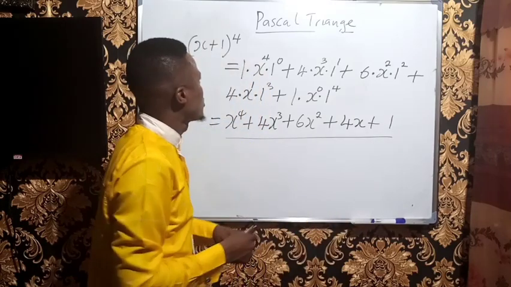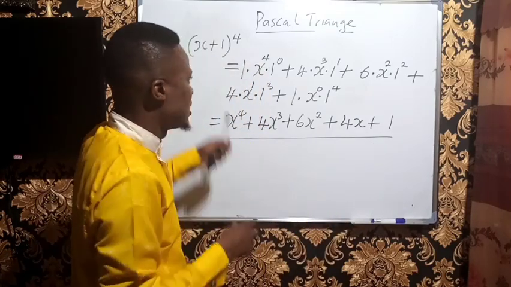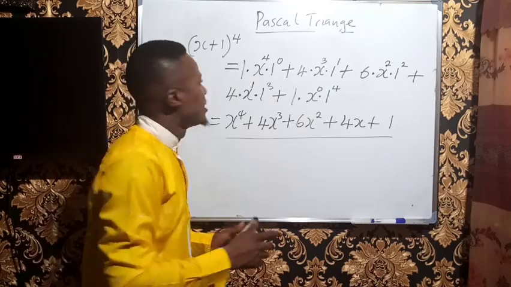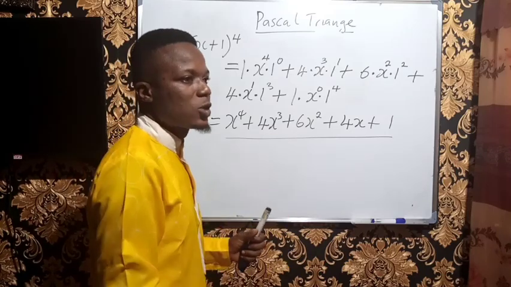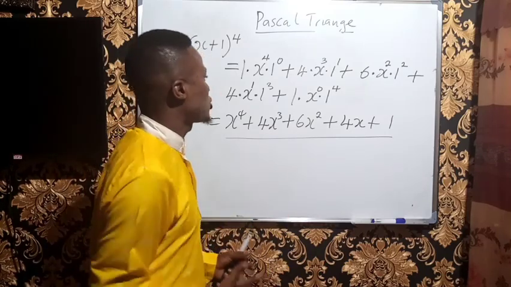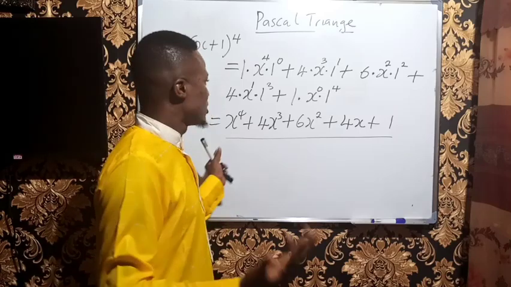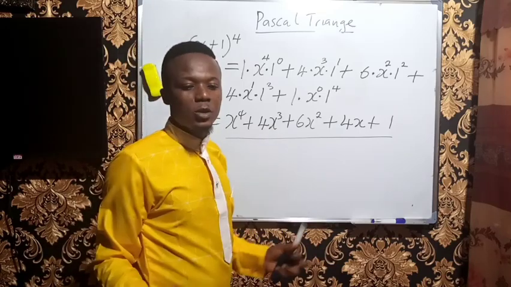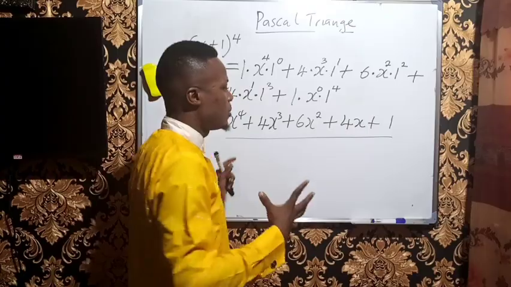And this is the expansion of this, as simple as that. So instead of wasting our time saying x plus 1 times x plus 1 times x plus 1 times x plus 1, 4 times, you see how Pascal's triangle has helped us to deal with this problem.